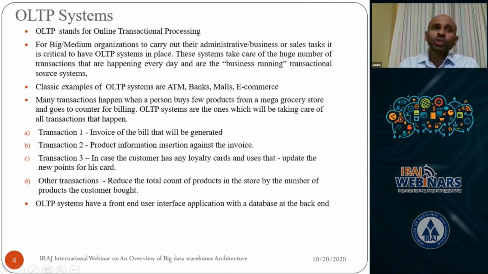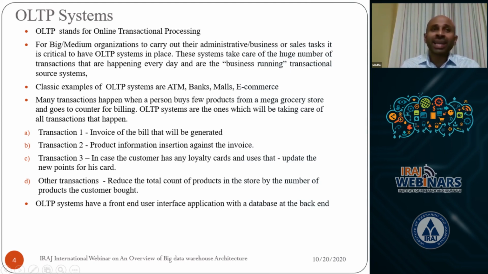When he goes to billing, there are many transactions which need to happen. Few of the transactions: one, an invoice of the bill has to be generated. Second, product information has to be tagged to the invoice. Customers' loyalty cards might need to be updated. The total number of products which the customer has bought needs to be reduced from the store inventory. All of these things are handled by something called OLTP systems. You can take OLTP systems as the front face for any business.